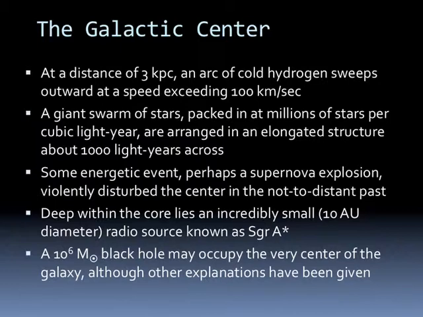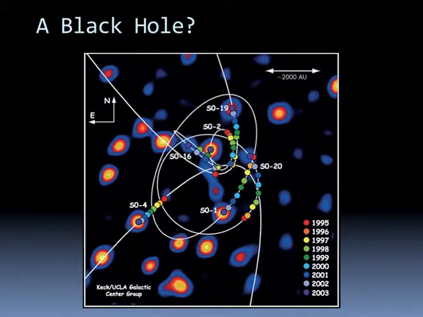Deep within the core lies an incredibly small, say 10 astronomical units in diameter, radio source, known as Sagittarius A. A 10^6, or 1 million solar mass black hole may occupy the very center of the galaxy, although other explanations have been given of what this incredibly small radio source could be. So if we plot the path of stars near the galactic center, we see they're all moving around in elliptical orbits around some incredibly small, incredibly massive object at the center.